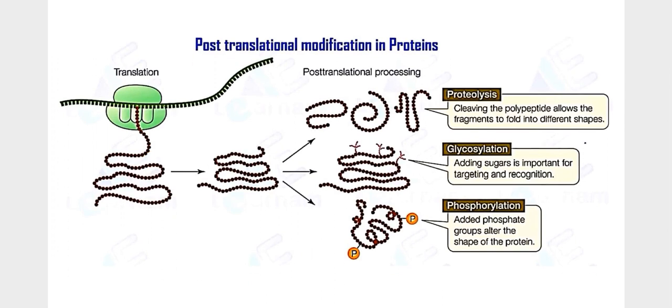Post-translational modification in proteins. Translation, post-translational processing. Proteolysis, cleaving the polypeptide, allows the fragments to fold into different shapes. Then glycosylation, adding sugar, is important for targeting and recognition. Phosphorylation: added phosphate groups alter the shape of the protein.